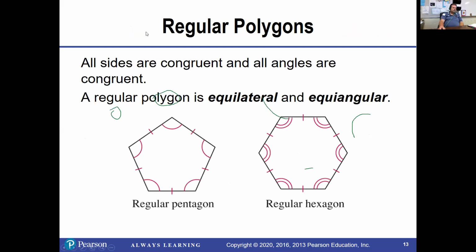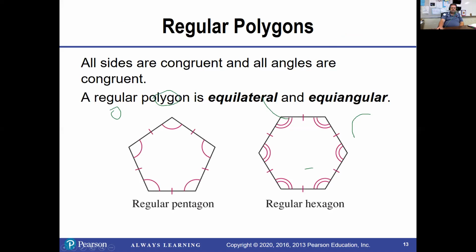All right, regular polygons. In a regular polygon, all sides are going to be the equal length, and all angles, interior angles, are the same. In other words, it is equilateral and equiangular. There you go. All right, so this is a regular pentagon. All the sides are the same, all the angles are the same. These marks, these are congruent marks also.